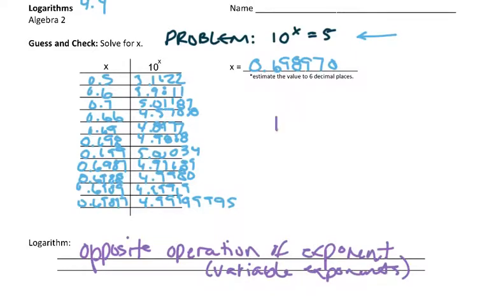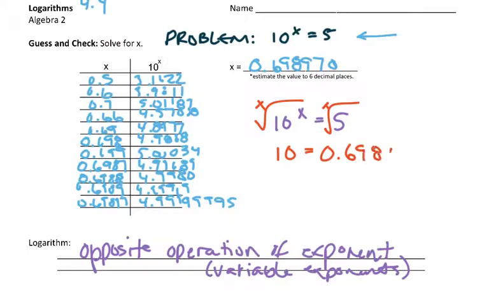So for instance, whatever this operation is, we could take it to both sides. So if we think of it as a root, because that's kind of what we know, we would have been able to say, oh, x equals 0.698970, just by doing this one operation. And so that's actually what logs do.